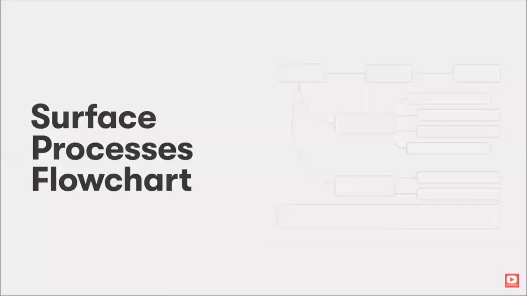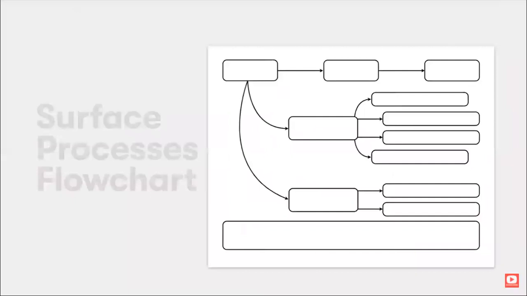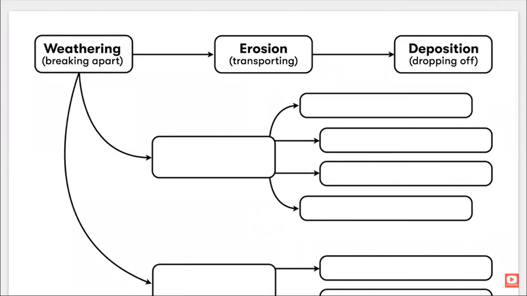And so to summarize this and some of the other key ideas, we're going to use this surface process flowchart, which is available on the website. And we'll begin by filling in the 3 boxes on the top to summarize these 3 main processes, starting with weathering, which we know is breaking apart of rock, and then erosion, which is the transportation of the sediments, and finally deposition, or the dropping off of those sediments.